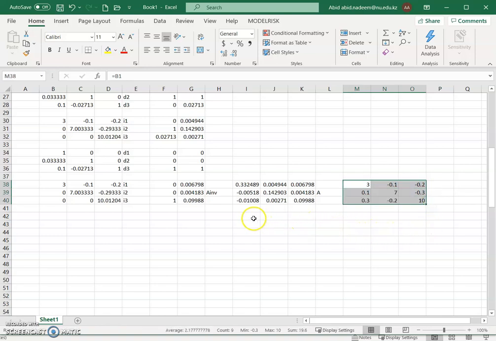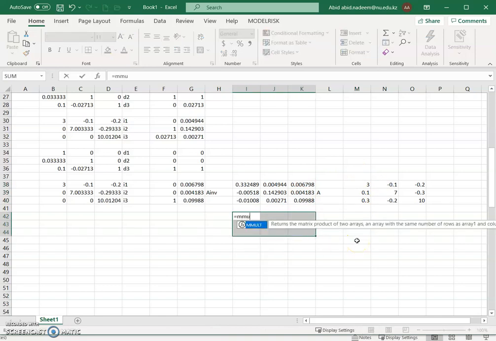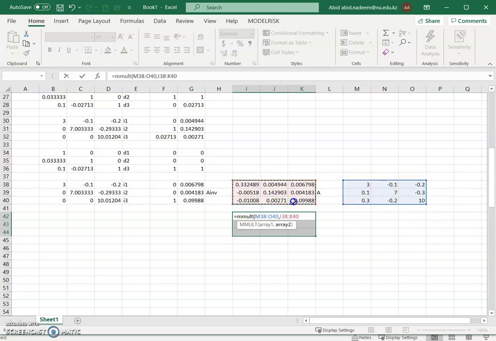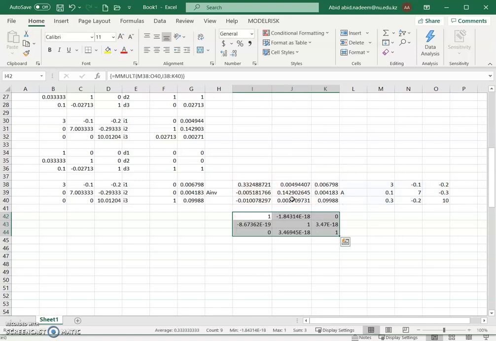So if we want to verify it, what I can do is multiply these two matrices. MMULT, the first array is this, and the second array is this. Close, Control Shift Enter. So I will get this value, 1. And this value is 10 to the power minus 18, so some round-off error, 0, and then 0 also. This is 1, this is round-off error, 0, 0, 0. So it is almost 1, 0, 0, 1. So it is an identity matrix.